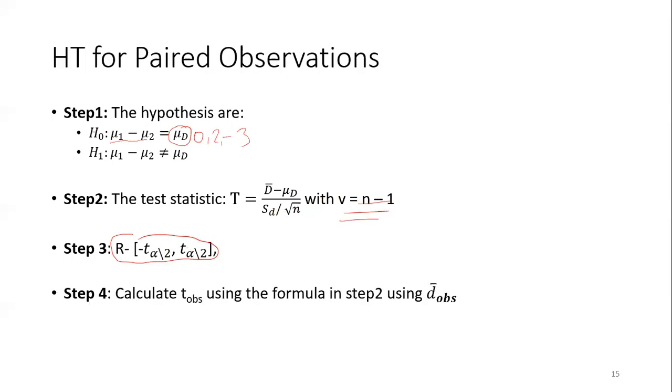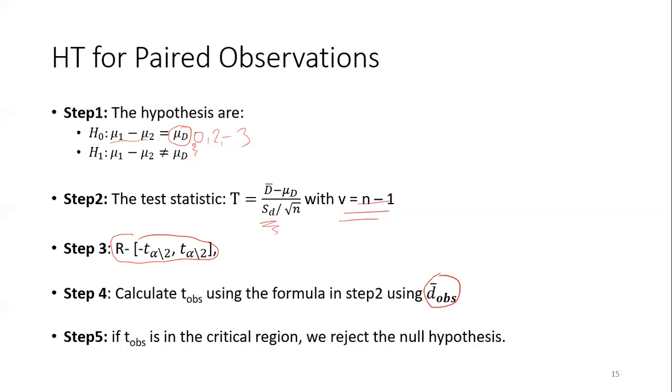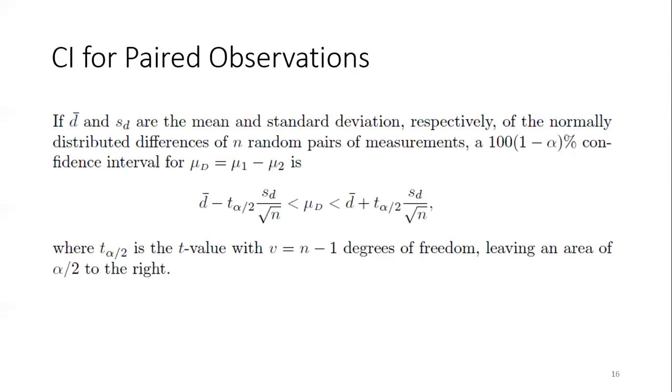Then we calculate T observed. How? Well, you just calculate the average of the differences, minus mu D. Mu D just comes from the hypothesis here. And you can just calculate S sub D and divide it by root n, which is the number of observations. And then if T observed is in the critical region, you reject the null hypothesis. Otherwise, you don't reject it.